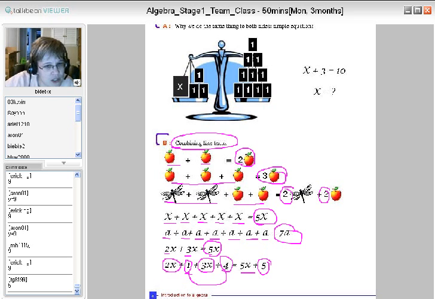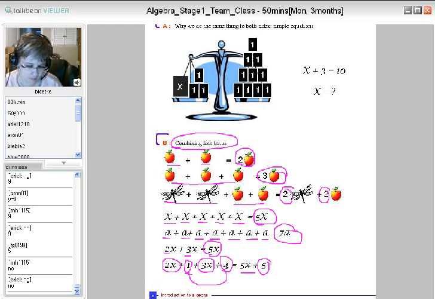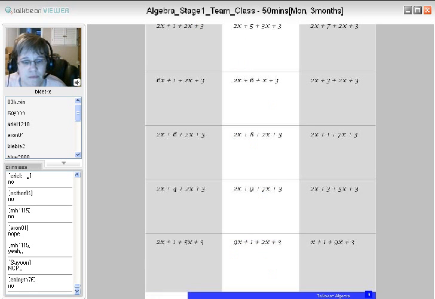Does anybody have any questions about combining like terms? Everybody understand? Okay, great.